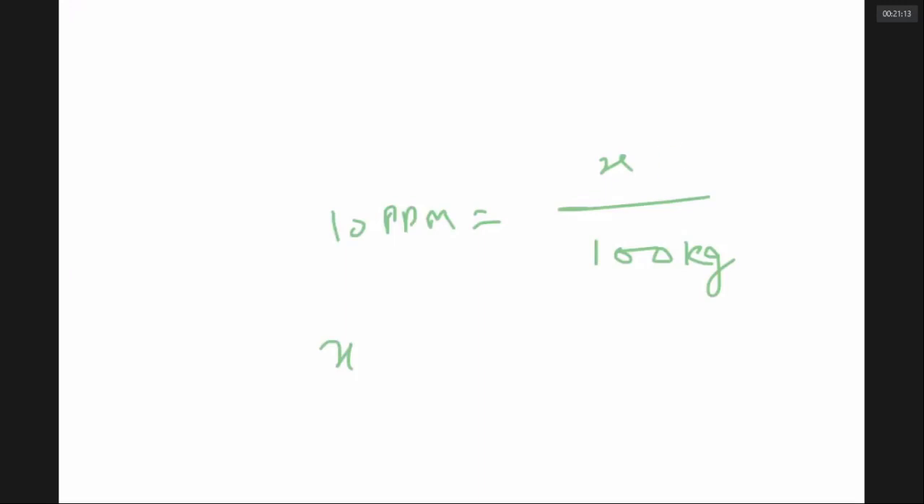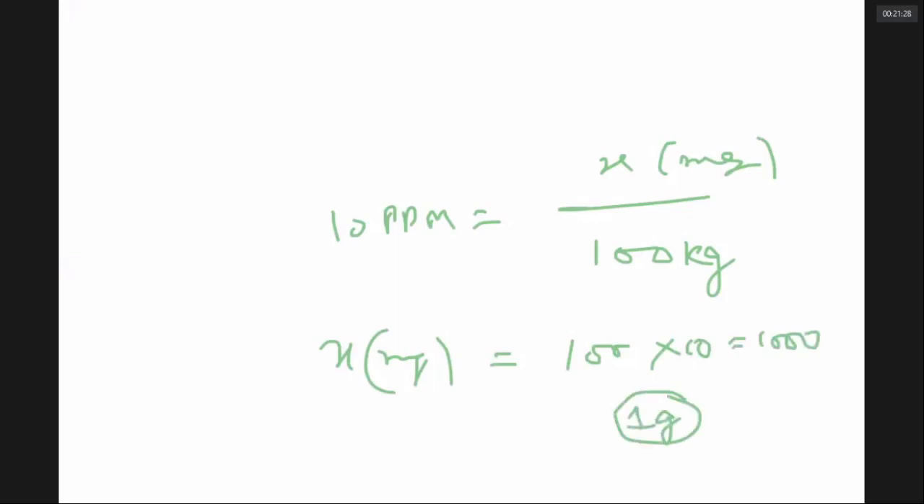Here X is in milligrams, my dear. So milligrams of iron required is equal to 100 into 10, that is equal to 1000 milligrams. So you need to take 1 gram of iron. Are we very clear, sir? No, sir. Sir, please again. We are more worried about asking again, not about looking at what I am trying to communicate.